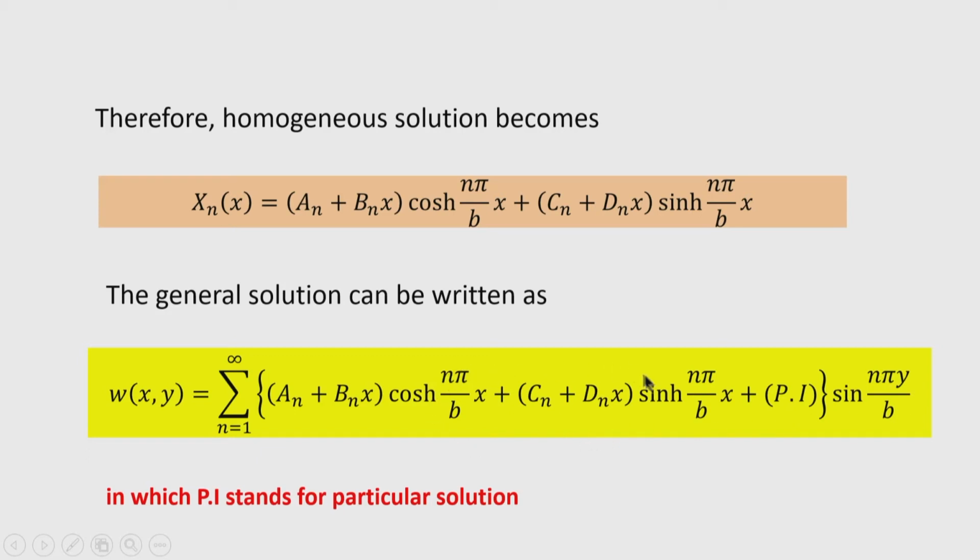We have seen previously that it was a function of y completely. The expression inside the second bracket was a function of y, because x equal to 0 and x equal to a were simply supported. But in that case, y equal to 0 and y equal to b are simply supported. Therefore, the simply supported condition is satisfied by this sine function, and the other function must be a function of x, in which p stands for particular solution.